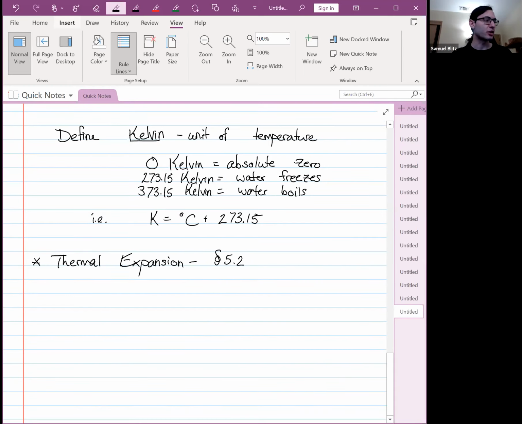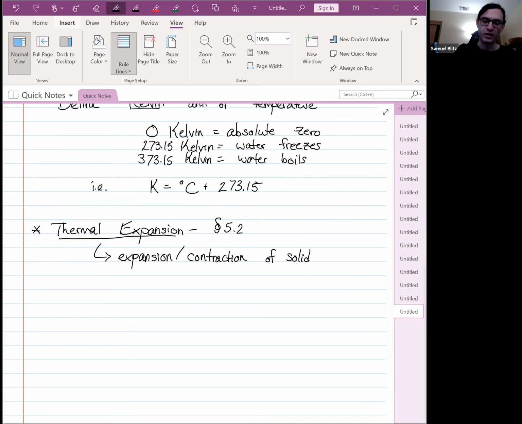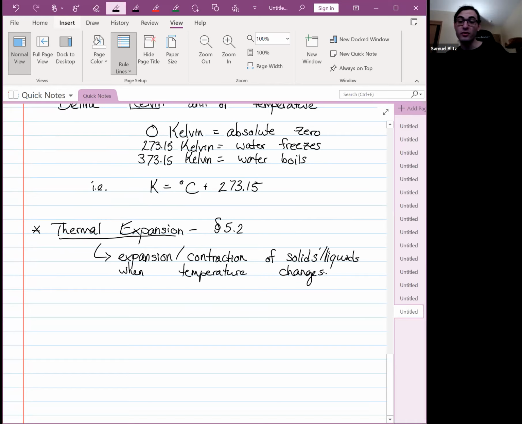And so thermal expansion, as the name implies, is the expansion or contraction of an object, of solids and liquids in particular, because gases just fill the container that they're in. It's the expansion and contraction of solids or liquids when the temperature changes. So it's relatively straightforward to observe, well, maybe not actually. What would be a good example of this being observable?